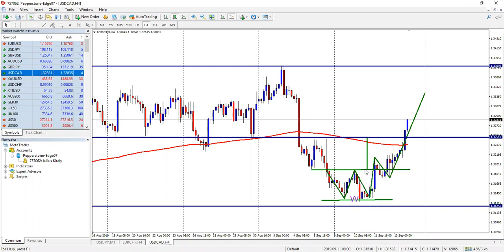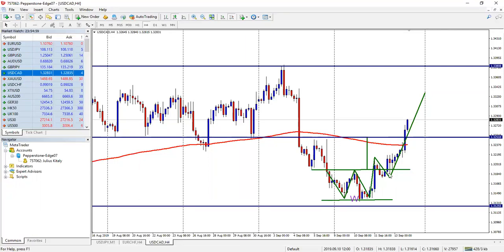Then your first target should be at the neckline. You should aim at the neckline. Maybe you had two or three positions. Your first position, your first trade, the take profit should be somewhere at the neckline. And the other positions, you just leave them to keep running for the second target.